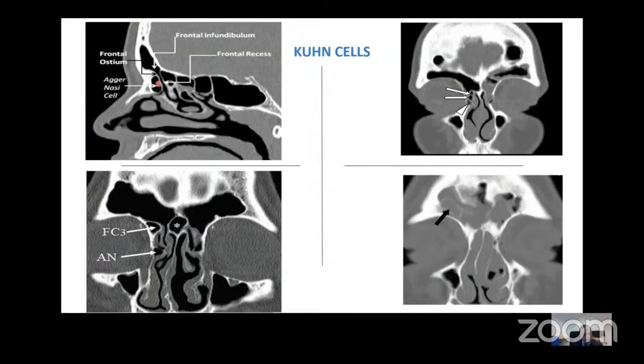Now, this pneumatization around the frontal recess can vary. Anteriorly, you can have more than one cell, such as here, or you can have a cell that is extending into the floor of the frontal sinus, or you can have an isolated cell within the frontal sinus. These cells are called the Kuhn cells.